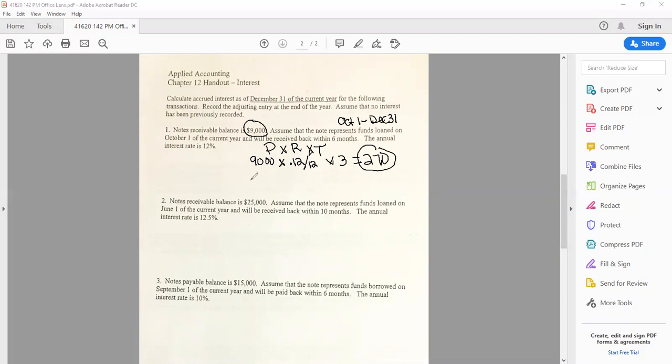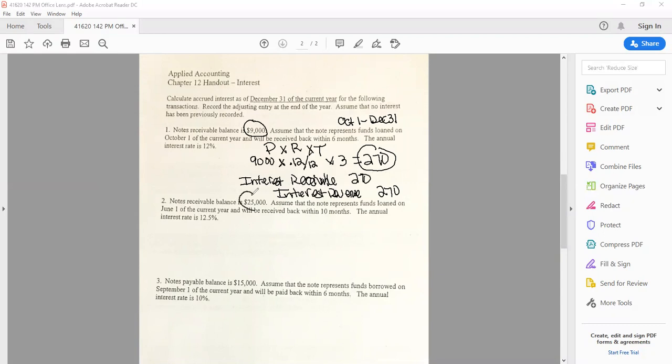So the journal entry, of course, I'm going to write this one, it's going to be interest receivable, which you would debit for $270. And then, of course, you would credit interest revenue or interest income, however you want to do it, for $270. That's number 1.